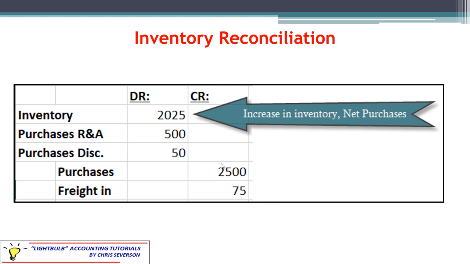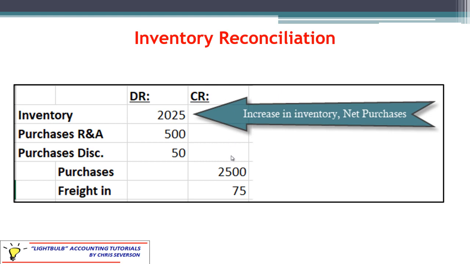So what we'd see here with the journal entry, this is the reconciling journal entry at the end of the period. We would debit inventory for $2,025, debit the purchase returns and allowances, debit the purchase discount to close those out. Remember, they had a credit balance to start with. Now we're debiting them. We're crediting purchases because it started with a debit balance. We need to close it out. We're moving everything over to inventory. Remember, this is the net purchases that's being added into inventory. And we would credit freight in to close that out as well. It started as a debit. We're crediting it to close it.